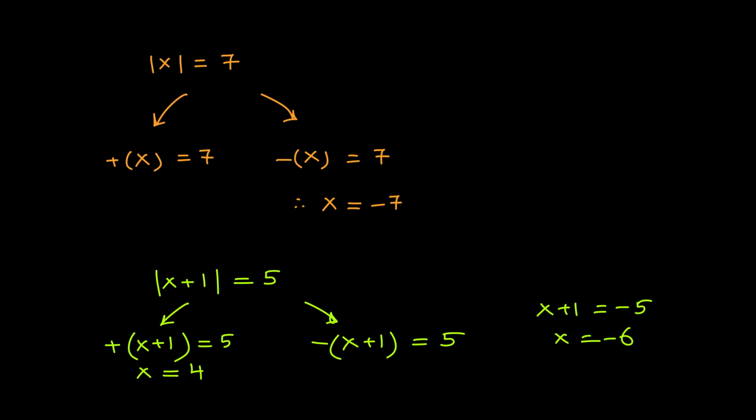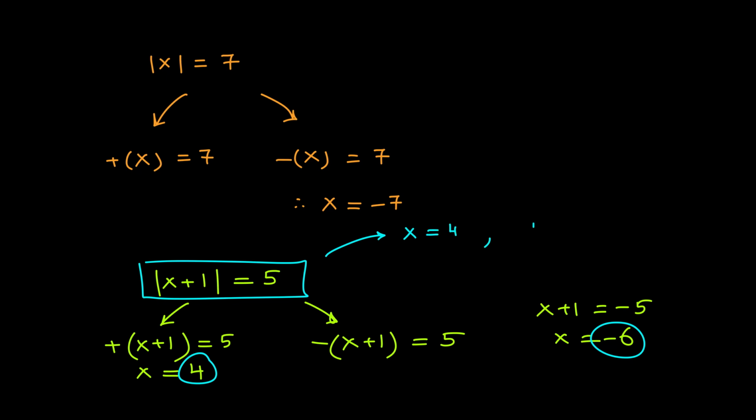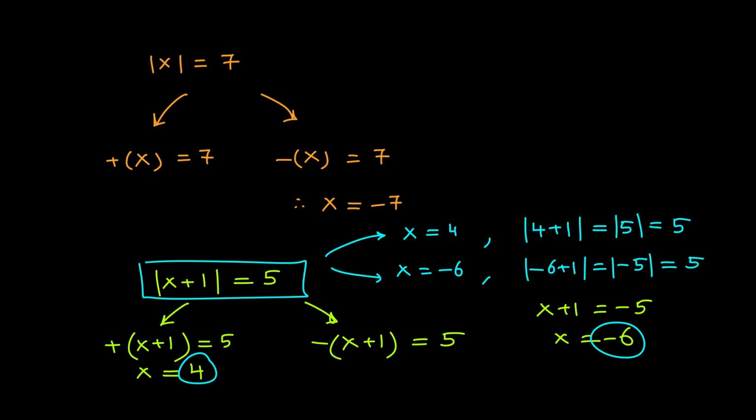Now we are understanding this concept. So why don't we plug in these values in this equation to double check? If I plug in x equals 4, 4 plus 1 is 5. Modulus of 5 is naturally 5. If I plug in x equals negative 6, negative 6 plus 1 is negative 5. Modulus of negative 5 is also 5. That means the working makes perfect sense.